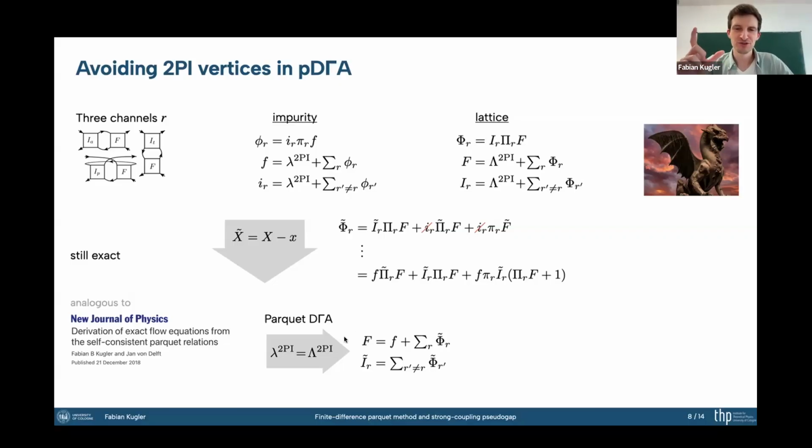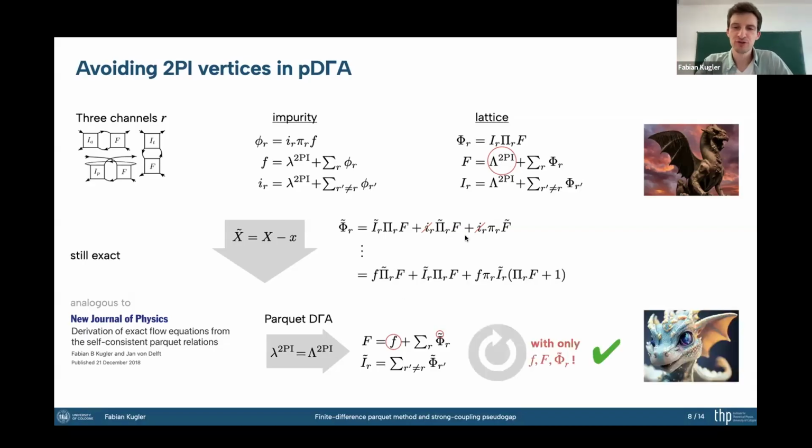So now again, we have this beautiful comparison that I would like to attract your attention to. This is the parquet equation on the lattice, has a 2-particle irreducible vertex here prominently. We managed to rewrite it by replacing the 2PI vertex with the full vertex of the impurity, and the only thing we need to do is put a tilde on the reducible part. So we've achieved precisely the same thing. We can solve the self-consistent equations without ever using 2PI vertices. We only need the full vertex on the impurity, on the lattice, and the difference in reducible vertices.